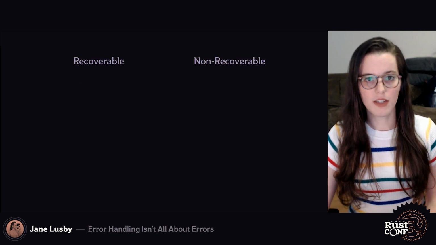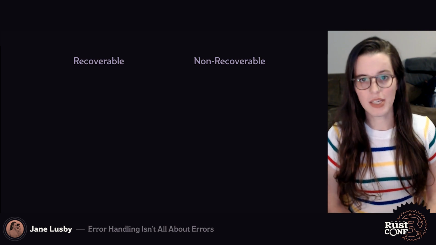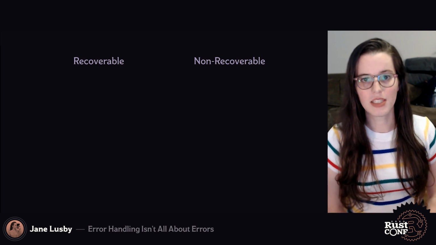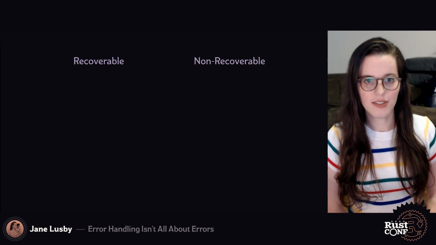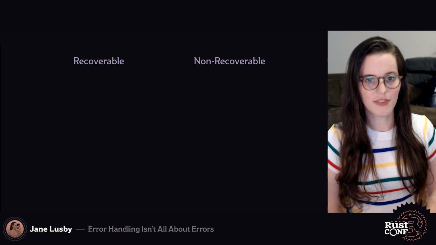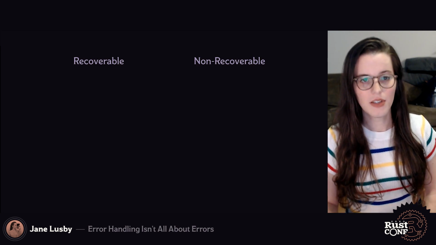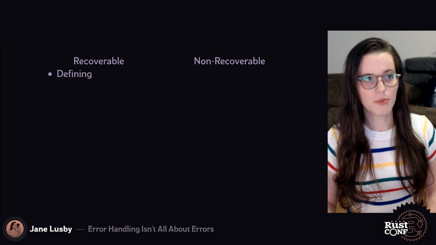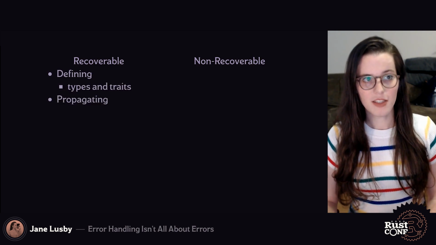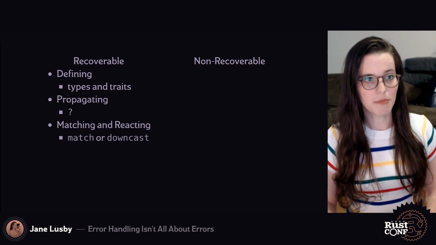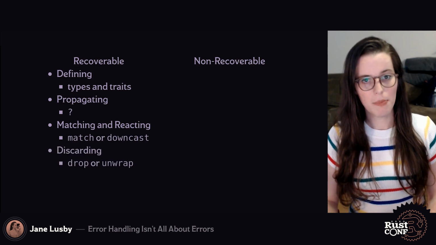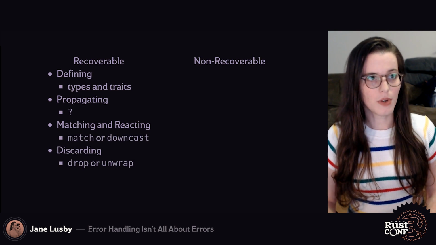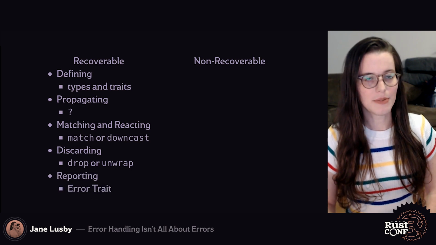So, by now we've covered fundamentals, and you know all the tools the language and the standard library give you to work with the different kinds of errors. So let's see how these fit into our original breakdown of the parts of error handling, starting with recoverable errors. We define recoverable errors with types and traits, and propagate them with the try operator. For matching and reacting, we do that with match or downcast, depending on how it's represented. We discard them with drop, or unwrap if we want to promote a recoverable error to an unrecoverable one. And for reporting, we use the Error trait.